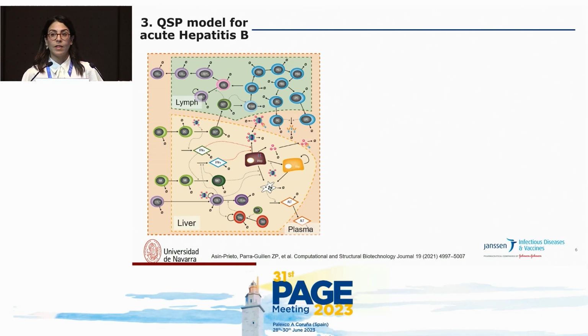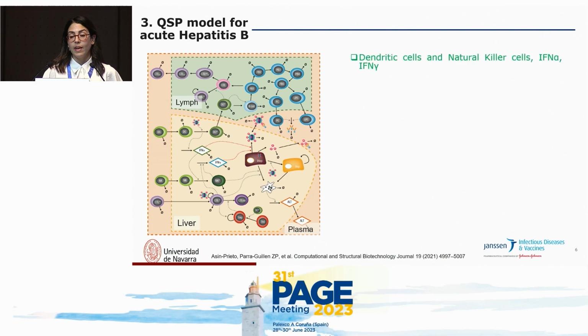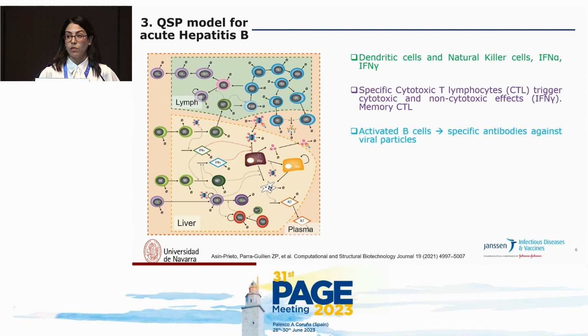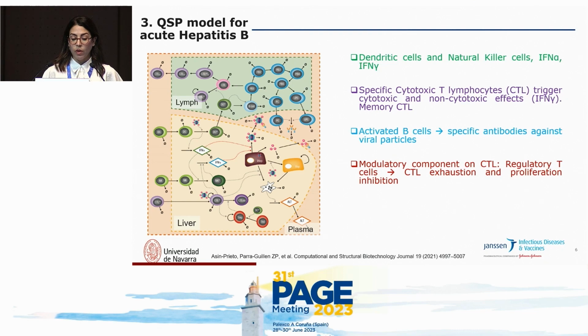This motivated us to develop a QSP model for acute hepatitis B, which consisted of 3 compartments: lymph, liver, and plasma, and contains elements of the innate response, elements of the adaptive cellular and humoral response, and also a modulatory component on cytotoxic T lymphocytes, leading to CTL exhaustion and proliferation inhibition.